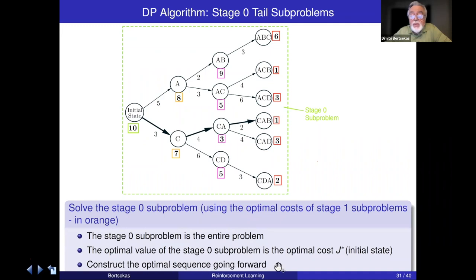And this is the J star of the problem, the J star of the initial state. Now, how do we construct the optimal sequence going forward? To solve the tail subproblems, we went backwards. Now, to construct the optimal sequence, we need to go forward. And we do that by starting here. Look at the two possibilities. This is a 13, this is a 10. So we go here. Then we look at the two possibilities. This is 4 plus 3, 7, and 6 plus 5, 11. So we go here. And now we look at the two possibilities: it's 2 plus 1 to take this arc, and 4 plus 3 to take this arc. So this is the optimal. So we have constructed the optimal schedule. And that's the dynamic programming algorithm for this very, very simple example.